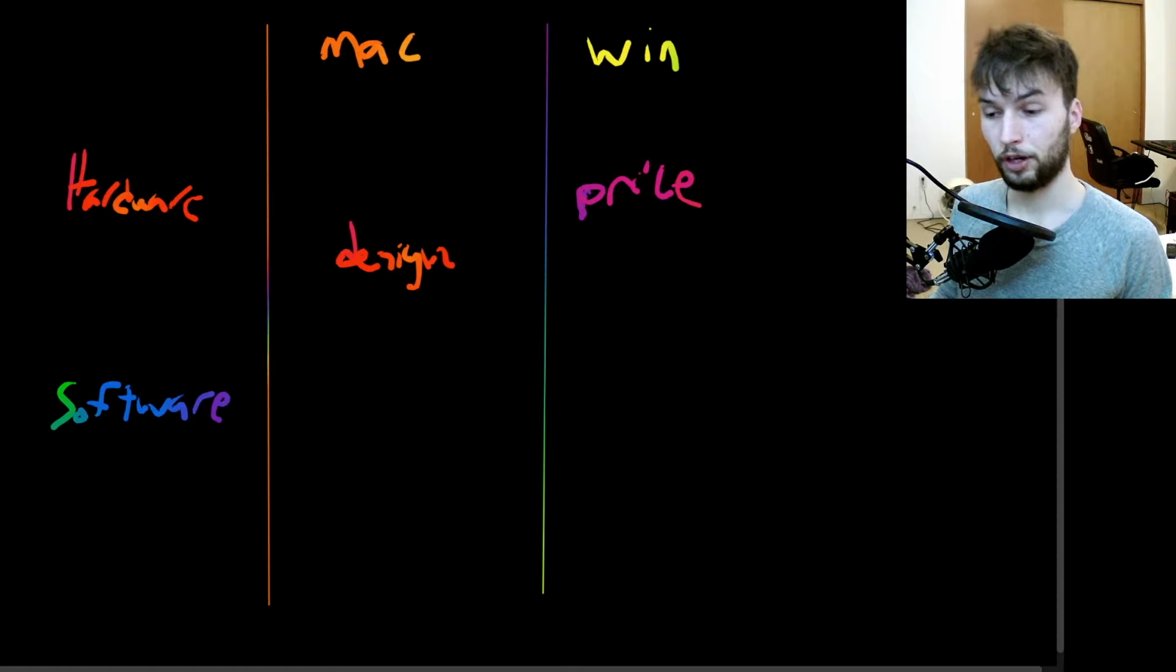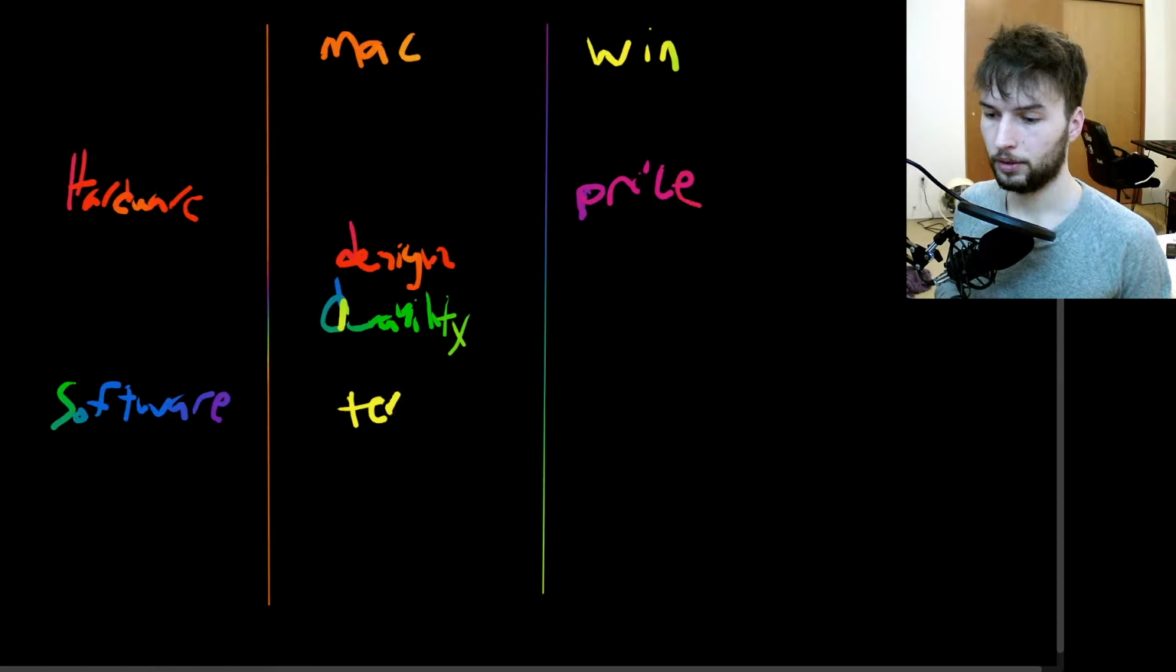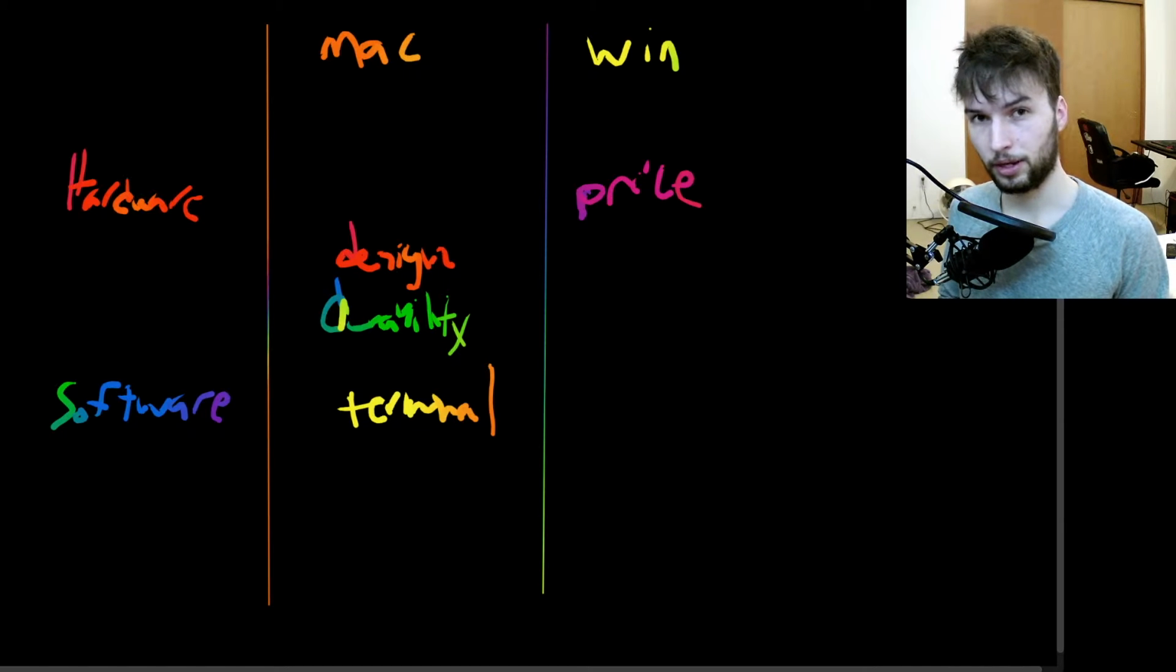So for hardware points, I'm gonna give design to Mac, as well as I'm probably gonna write down durability as well. And we already started talking about the software a little bit as well. I said that the bash terminal was more widely accepted. So I'm gonna write in here the terminal, because that actually is a big deal if you're a programmer, like if you're a professional software engineer. There's just a wide amount of applications which require a Unix terminal, and it's just really nice to have the native support.